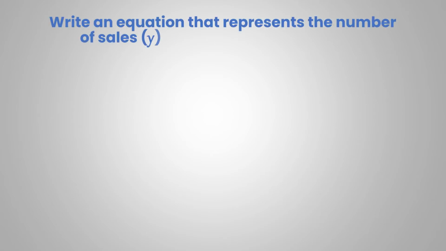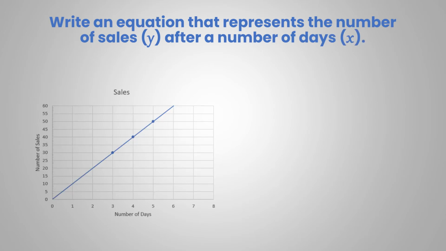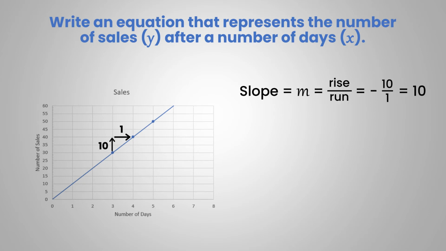Write an equation that represents the number of sales y after a number of days x. In order to write the equation, we need to find the slope. The slope goes up 10 and over 1. Be careful on the intervals. Notice that the y-axis goes up by 5s, which means the slope, or rise over run, is 10 over 1, or 10.